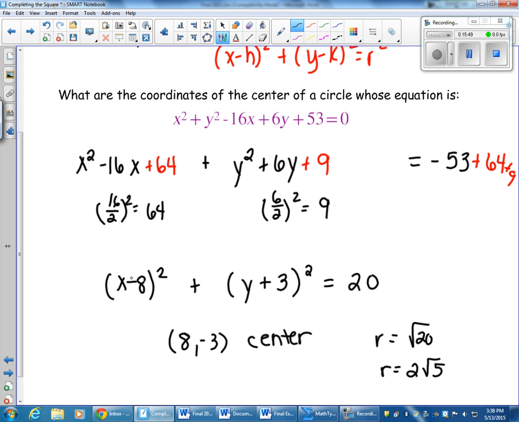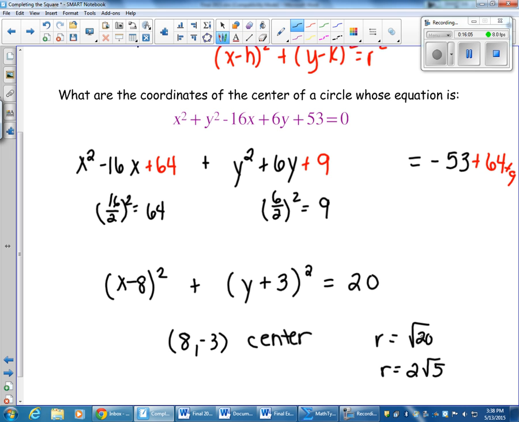Okay? So you get it into this form here. Opposite signs, don't forget that. Change the sign, negative to positive, positive to negative. That's the center of your circle. Radius is the square root of the number over here. Put it in simplest radical form.